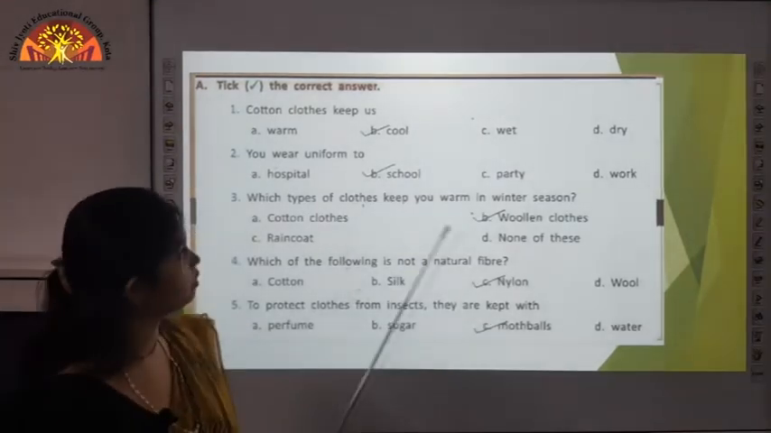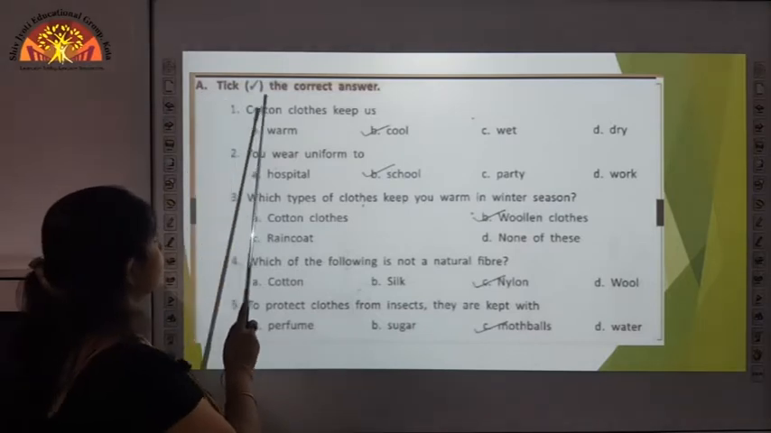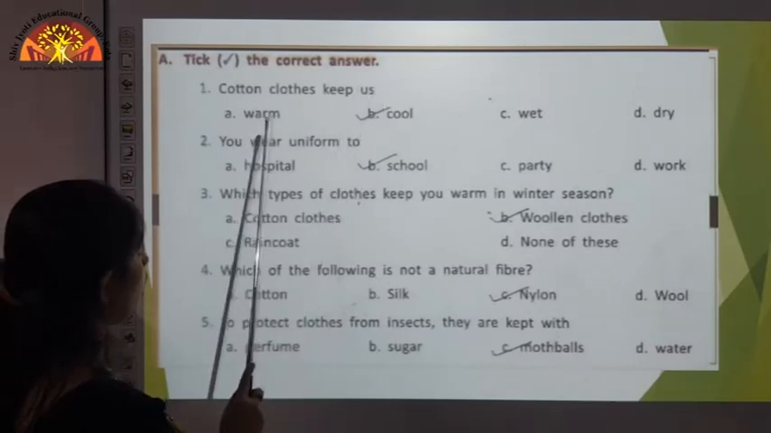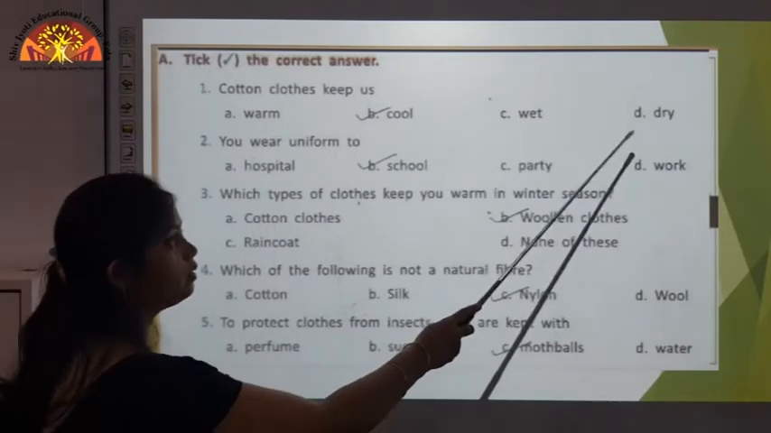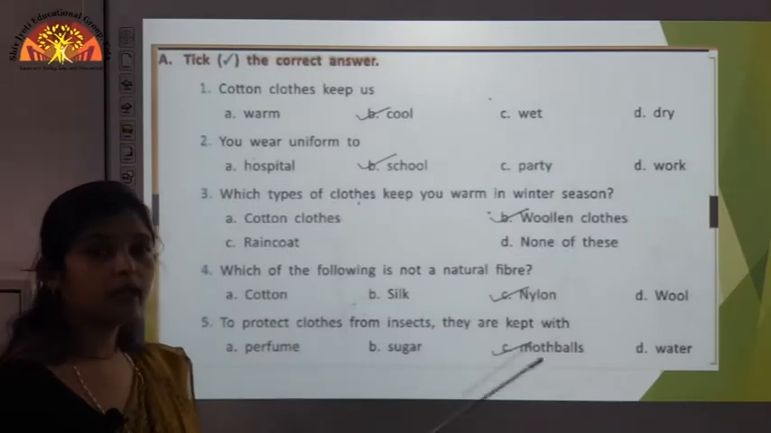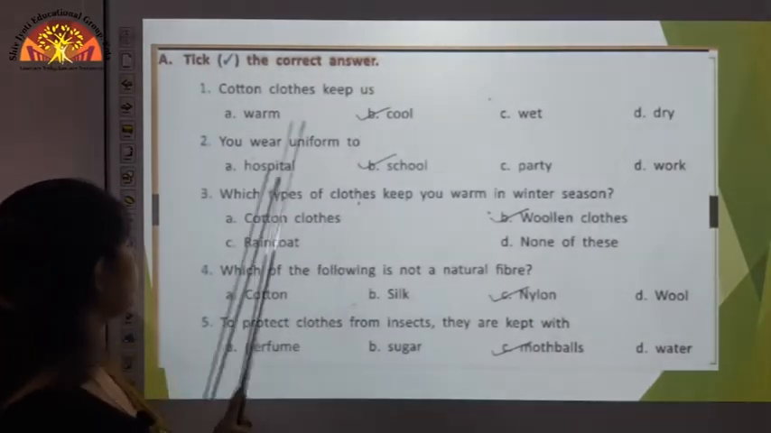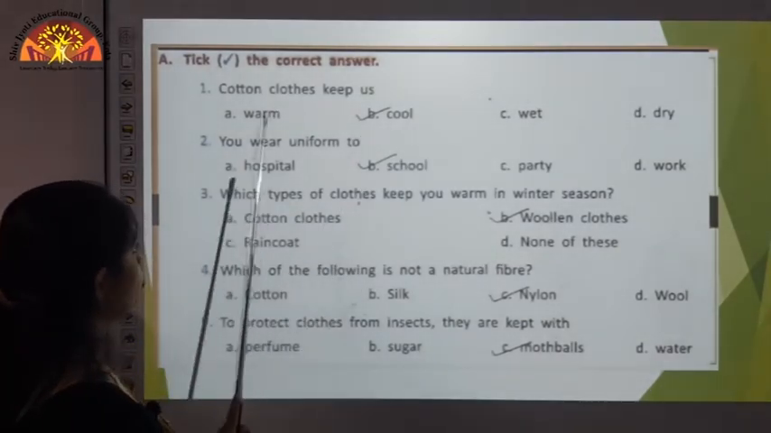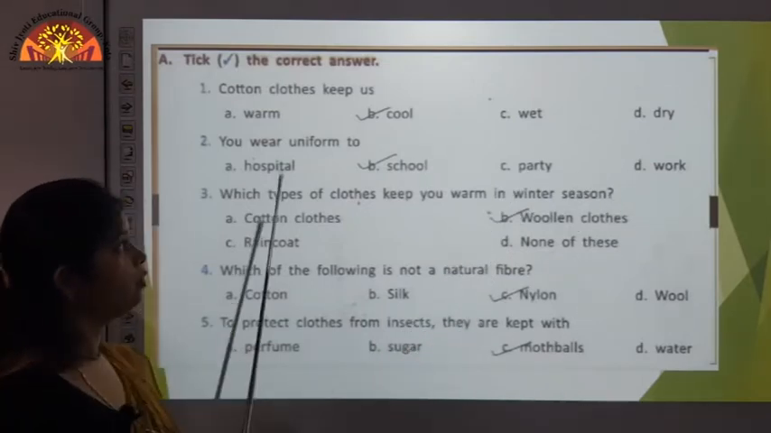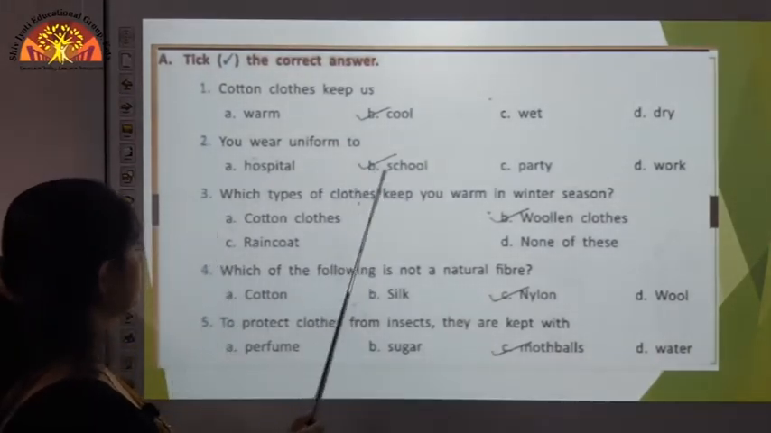It's on page number 27. Exercise number A, tick the correct answer. Cotton clothes keep us warm, cool, wet, or dry. So the answer here is cool, because cotton clothes absorb the sweat and keep us cool. You wear uniform to: hospital, school, party, or work. So obviously you wear uniform to school. So school will be the correct answer.